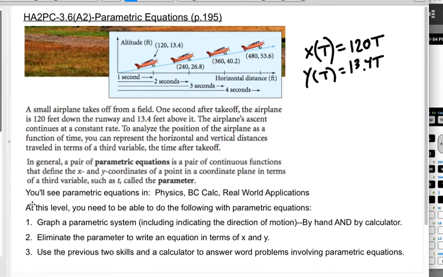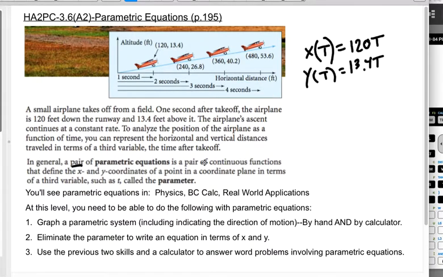So in general, a pair of parametric equations, and I do want to point out it doesn't have to be a pair. It's a pair here because we're talking only x and y, meaning left-right motion and up-down motion, and I'll explain what I mean by that in a minute. So a pair of parametric equations is a pair of continuous functions that define the x and y coordinates of a point in the coordinate plane in terms of a third variable, such as t for time, which is called the parameter, hence parametric equations.